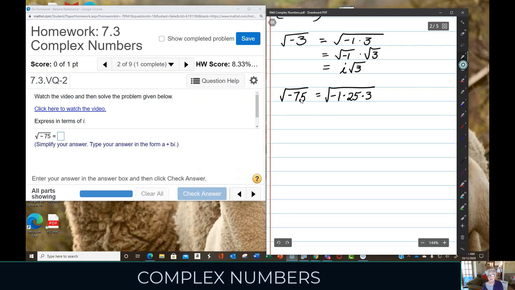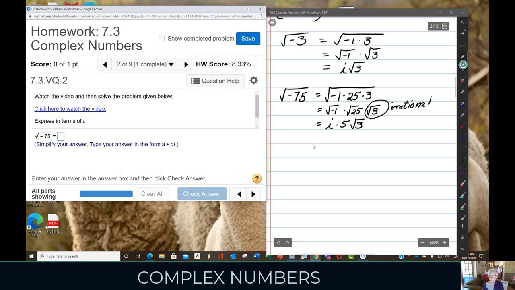We have to simplify the square root of 75. It's got the perfect square 25 as one of its factors. Now, the square root of negative 1 times the square root of 25 times the square root of 3. This is the only one that will not break down. This is irrational. So we're going to have I times 5 times the square root of 3.